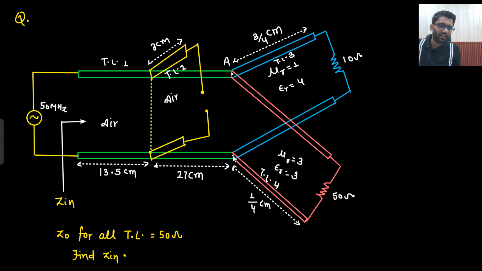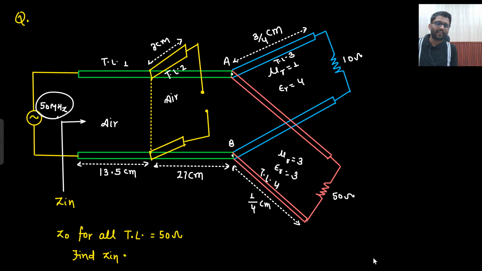If I call this node A and B, then between A and B there is transmission line 3, and between A and B there is transmission line 4 as well. But I don't know the length in terms of lambda. So this will be my first target, to get the length in terms of lambda. For that I need the value of lambda first. So what will be my lambda? First let's solve for transmission line 3.